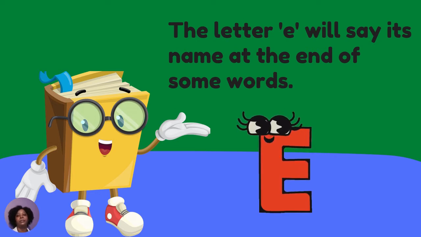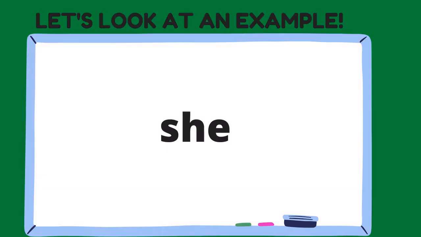Let us look at a few examples. For example, the word she. S and H make the sound sh. And if you say the name of the E and put them together, you get the word she. She. Let's look at another example. The word we. You make the sound of the W, woo, and then with the E, saying the name of E, woo, E, we. Put them together, you go a little faster, you get we.